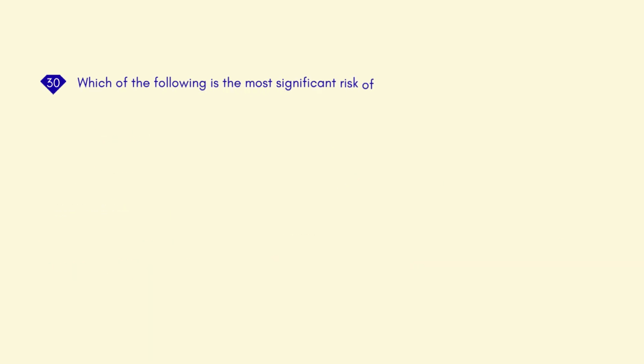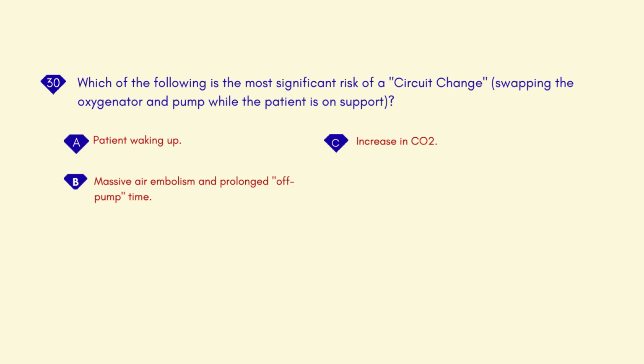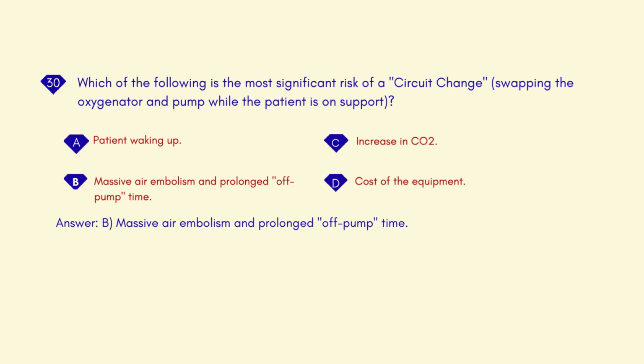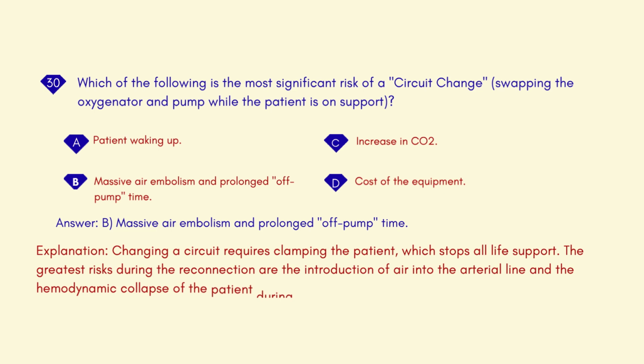Which of the following is the most significant risk of a circuit change, swapping the oxygenator and pump while the patient is on support? A. Patient waking up. B. Massive air embolism and prolonged off-pump time. C. Increase in CO2. D. Cost of the equipment. Answer: B. Massive air embolism and prolonged off-pump time. Explanation: changing a circuit requires clamping the patient, which stops all life support. The greatest risks during the reconnection are the introduction of air into the arterial line and the hemodynamic collapse of the patient during the downtime.